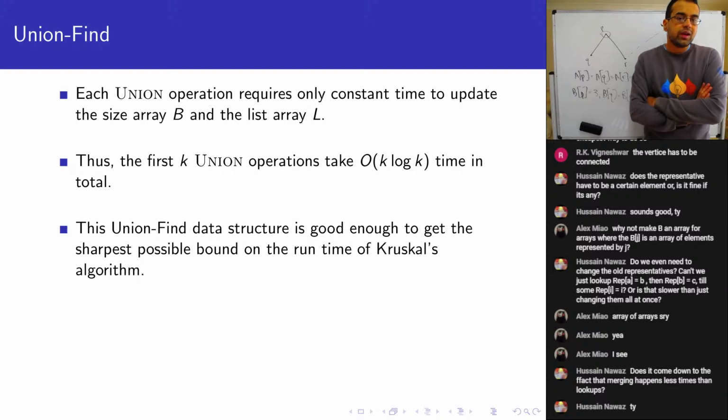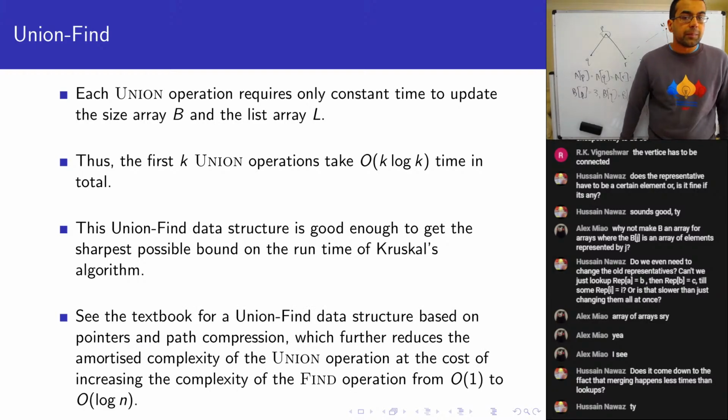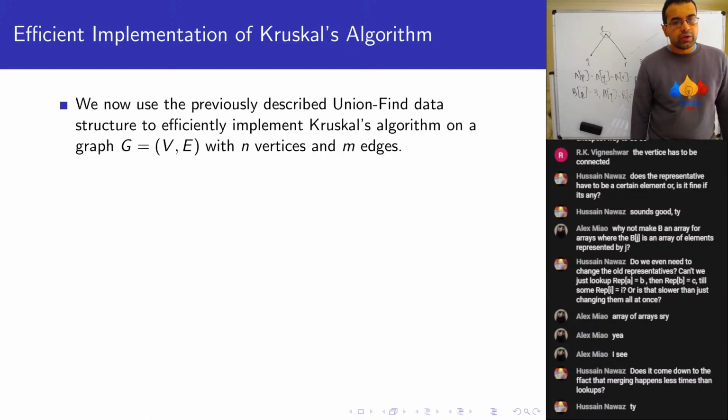And the version of union find that we've presented so far is sufficient to get the sharpest runtime on Kruskal's algorithm. But there is an improvement that uses path compression. There's a bit of a trade-off here. You increase the complexity of find, but at the cost of reducing the complexity of the union operation. But hey, that's beyond what we need for this course. Again, you'll see more of the path compression optimization if you do Comp 4 and 2.8.